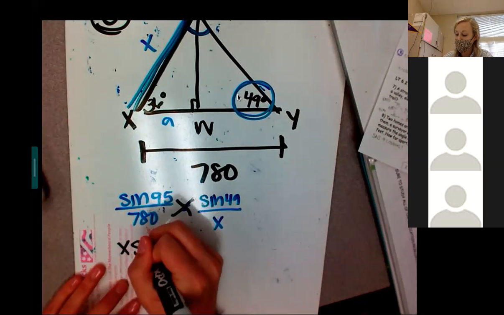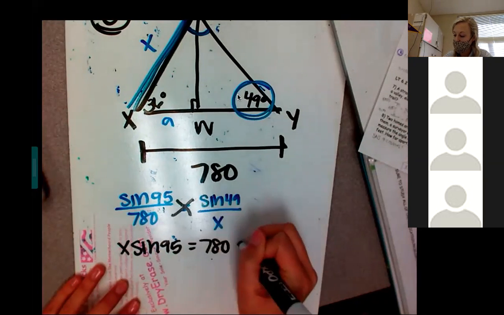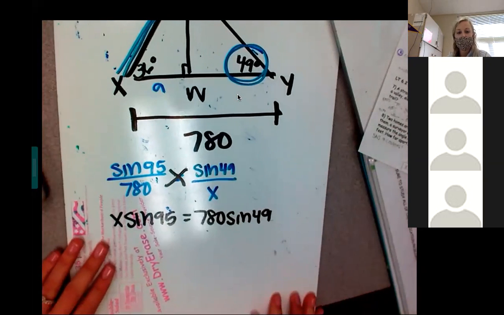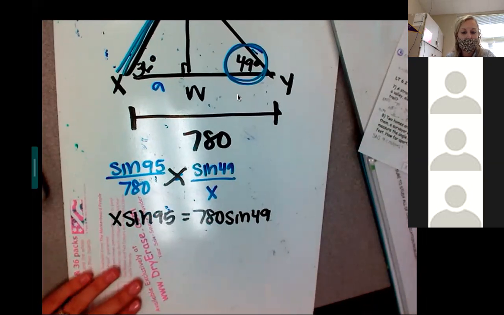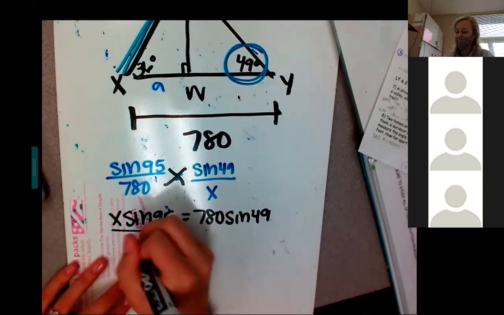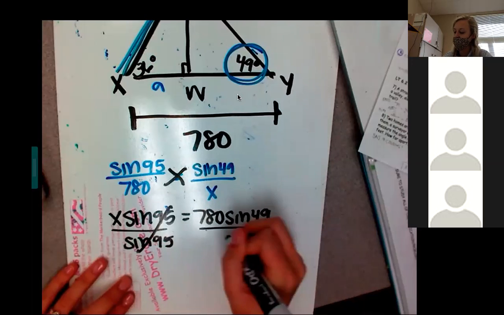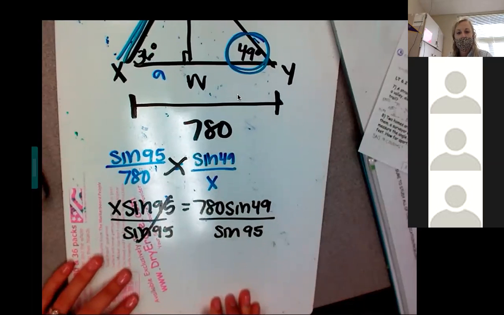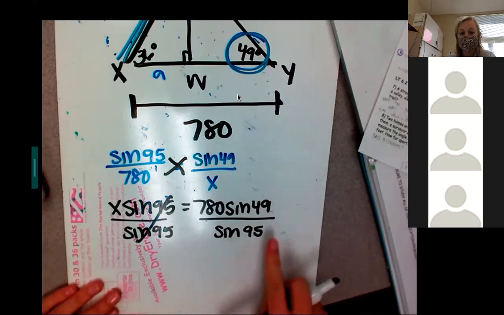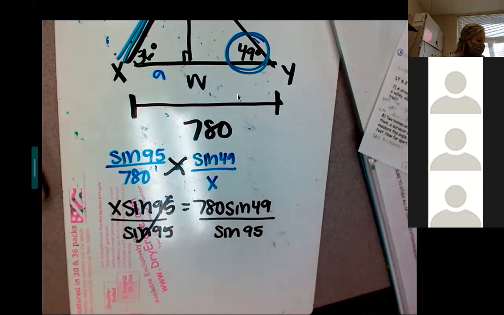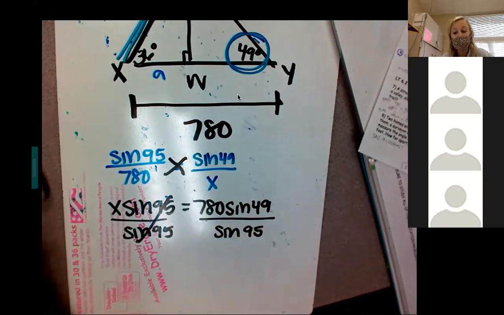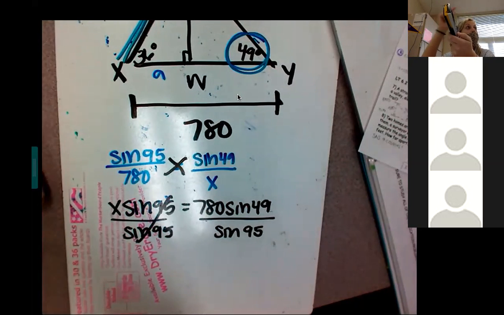You would get X sine of 95 equals 780 sine of 49. And then how would you get X by itself? Very good, Kevin. Divide by sine of 95. So in Desmos or in a calculator, you can type this in and it'll give you X, right? What's just going to be really important to do once I find X? Don't round it. We're either going to store it if we're using a calculator, or if we're using Desmos, we're just going to keep it up there in a box. We'll do all of our other stuff in a new box, and then you can copy and paste it. We don't want to round it, okay? Because this isn't the final answer.